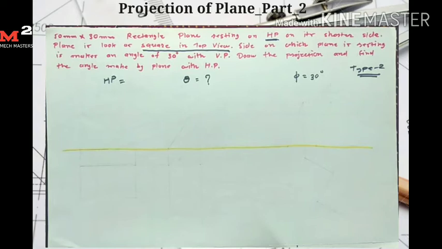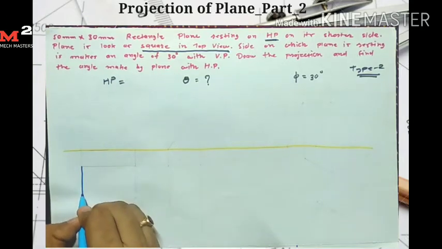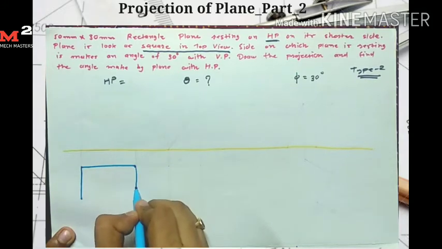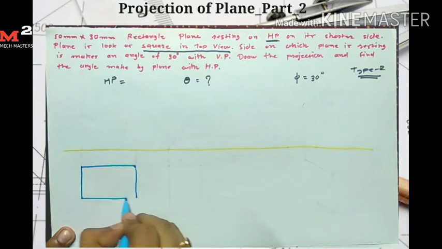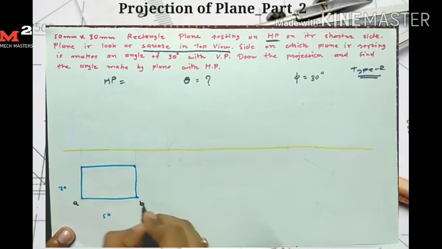So here first I start with stage 1. The plane is resting on HP on its shorter side, so I draw its true shape, a rectangle, on the horizontal. Since it is resting on the shorter side, first I draw the shorter side here, and then this side of 50 mm. So first I draw the rectangle on the horizontal plane. This is 30 mm and this distance is 50 mm. I name it A, B, C and D. So this is my top view for stage 1.